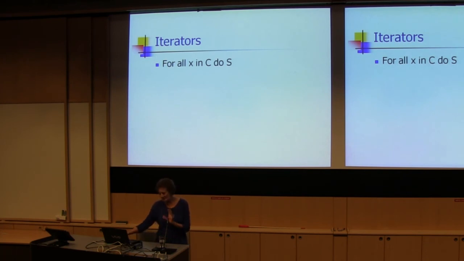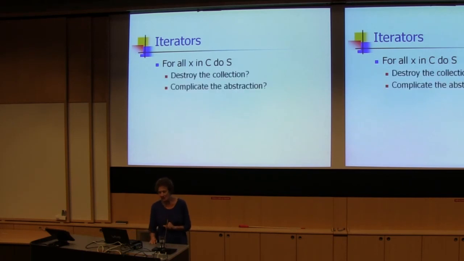Now, we didn't actually need to extend the language to support that because there are two ways of doing it without any extra mechanism. One of them is you can destroy the collection. So what do I do to iterate over the collection? I remove one element, I remove the second element, I keep on going until all the elements are gone, and that way I can do something for each element in the collection. But that's kind of ugly, and often I'd like to do more than one thing with the collection. So that's kind of ugly code.